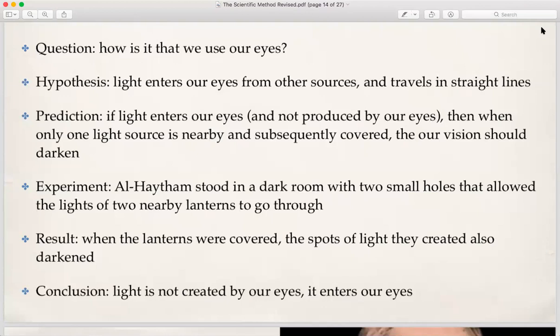So what he actually did was he stood in a very dark room, in some sort of tent I think, and two small holes were cut that allowed the light of two nearby lanterns to go through. You could see the spot that they made on the other side of the tent. And when these lanterns were subsequently covered, the spots of light they created also darkened. So he came to the conclusion, sorry for the noise by the way, that light is not created by our eyes, but it enters our eyes.